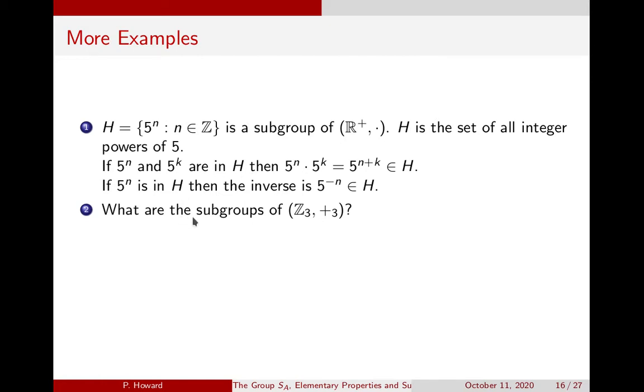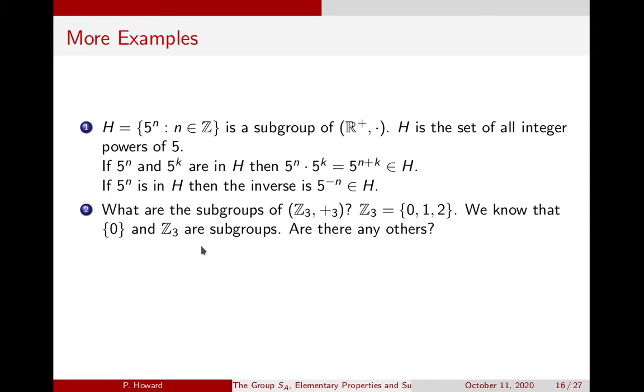On to a new example. What are the subgroups of Z sub 3 with plus sub 3? Well, Z sub 3, as we know, has 3 elements, 0, 1, and 2. And we know that the set consisting of 0 by itself and Z3 itself are both subgroups. That's the trivial subgroup and the improper subgroup. And so the question I'm really asking is, are there any others?